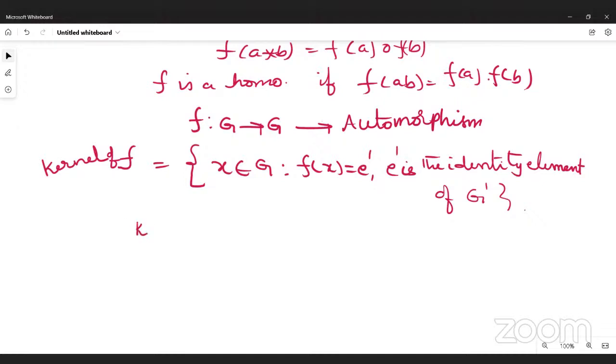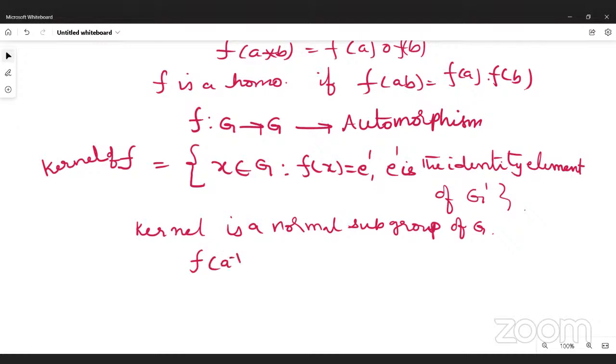And clearly, we know that kernel is a normal subgroup of G. Why? Because after defining homomorphism, we know that f of a inverse is equal to f of a whole inverse.